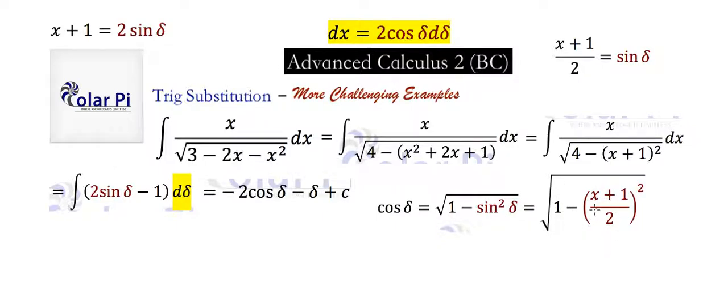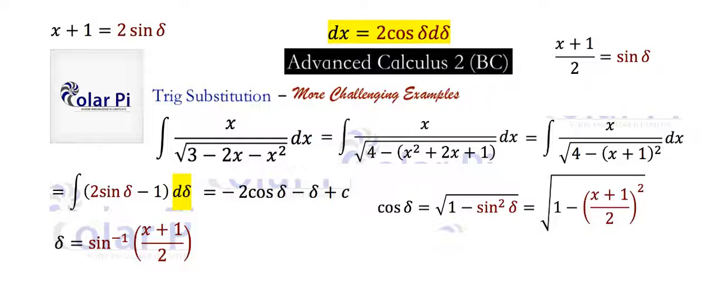Now, inside the square root here, you can do a little bit more simplifying, but it's just algebra that you should know how to do, so I'm not going to do that. Instead, I'm going to show you that delta will have to be sine inverse of x plus 1 divided by 2, and that's pretty clear. If x plus 1 divided by 2 is equal to sine delta, then delta is sine inverse of x plus 1 divided by 2.